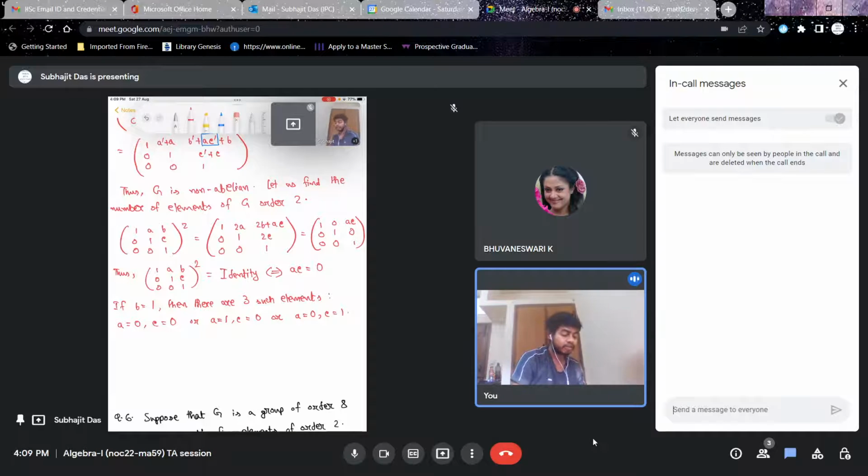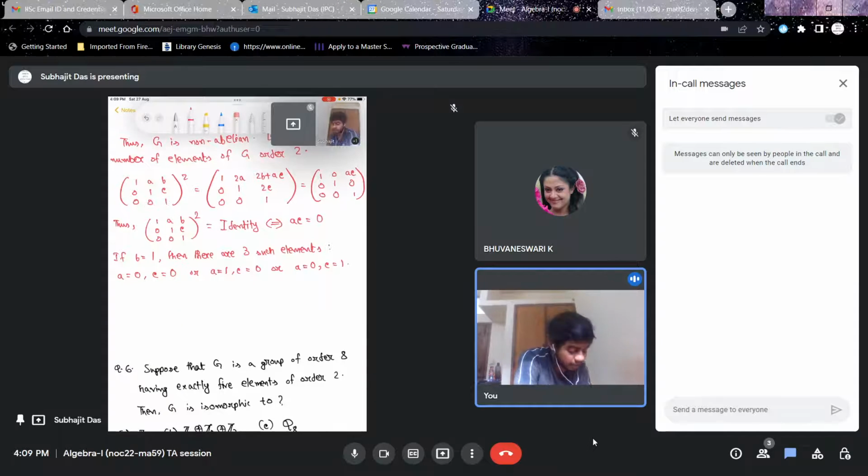Notice that if we take B to be 1, then this matrix 1, A, B, 0, 1, C, 0, 0, 1 is actually a non-identity element because B is 1. And you have these 3 cases. You can take both A and C to be 0, or you can take A to be 1, C to be 0, or you can take A to be 0 and C to be 1.